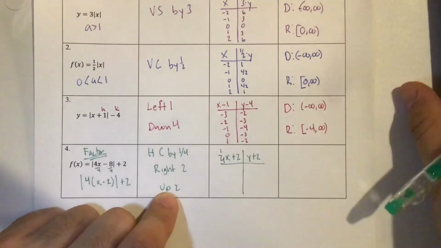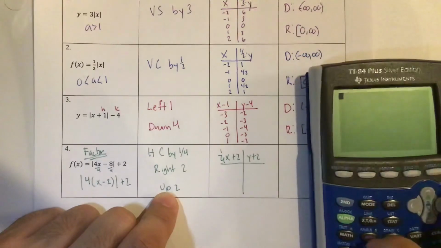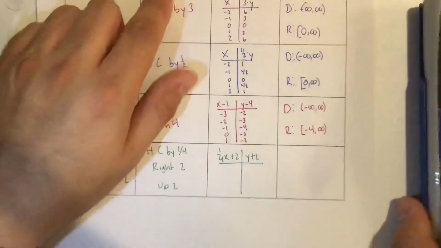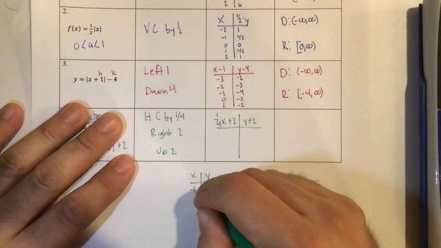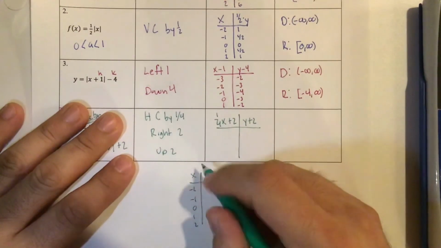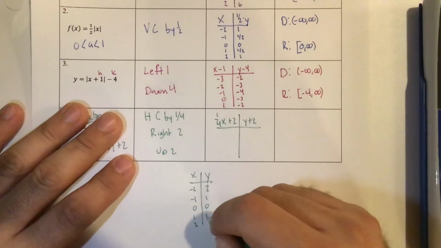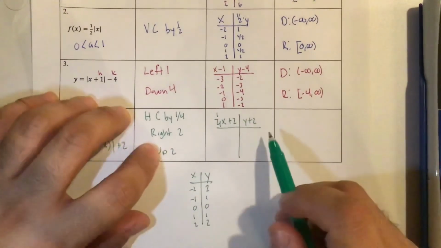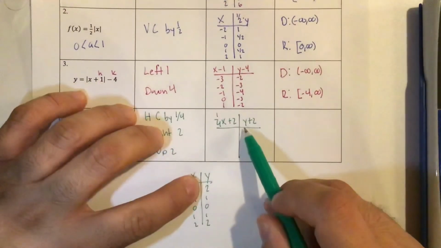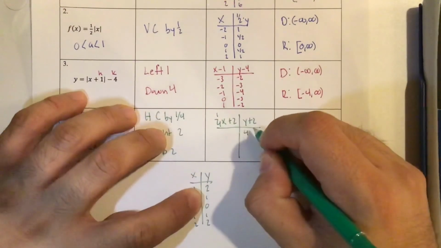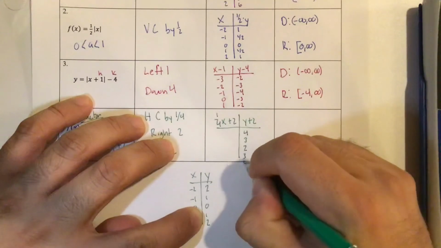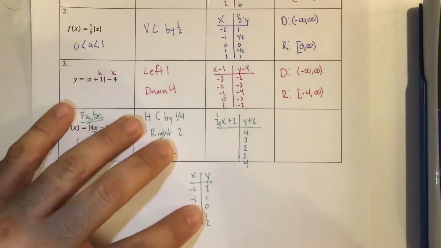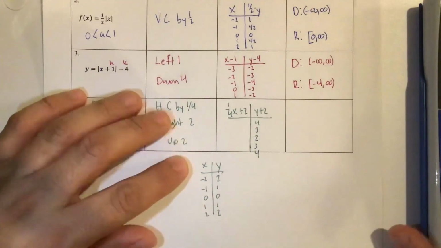Okay, so this one's going to be a little bit different. So let's see. So my value, let me write the table here so you can see it. This is the parent function table. I'm going to do the y values first because just adding 2 is pretty easy. 2 plus 2 is 4. 1 plus 2 is 3. 0 plus 2 is 2. 3, and 4. All right, now let's take a look at the x values.